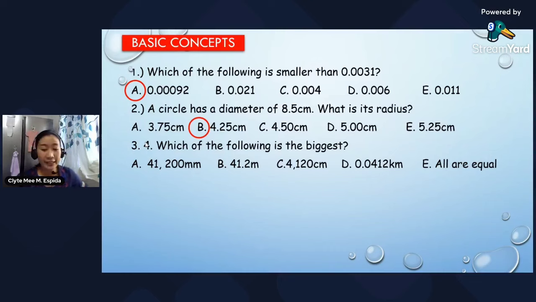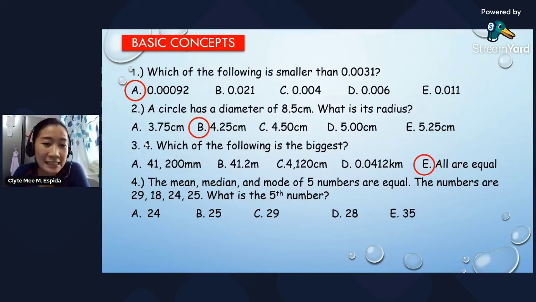Okay, let's reveal the answers. For those who answered letter E, you got it right. All of these values from A to D are all equal. 41,200 millimeters is equal to 41.2 meters, equal to 4,120 centimeters, and 0.0412 kilometers. So all are equal. Congratulations. Let's have number 4.